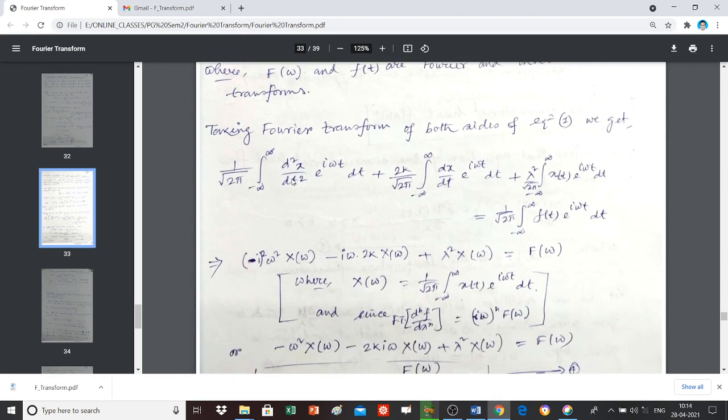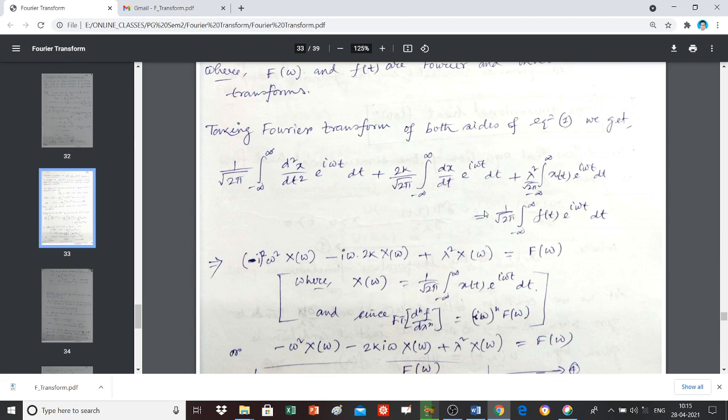Now you know that this is nothing but the Fourier transform of the second order derivative of the function x, and that will provide you minus i omega whole square, that means minus i square omega square, times X(omega), where X(omega) is the Fourier transform of the function x. Then the 2k term, 1 by root 2 pi, integral of dx by dt e to the power i omega t dt, is nothing but the Fourier transform of the first order derivative of the function x, that is minus i omega, then 2k, and X(omega). After that, lambda square is here, and this is the Fourier transform of the function x, that is X(omega), that is equal to F(omega).